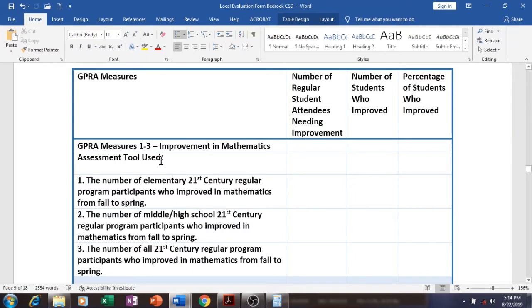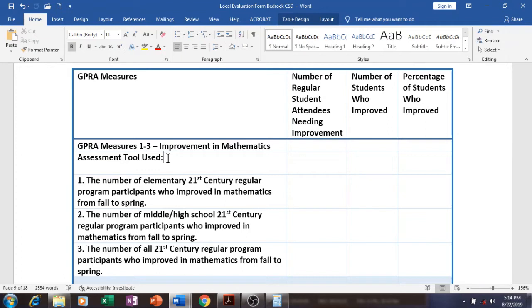For example, let's start by looking at this first area, which is measures 1 through 3, improvement in mathematics. First thing you would do is list your assessment tool. If you have both elementary and secondary students, you may be using 2 different assessment tools. You should list both of those. Appropriate assessment tools can vary from student grades to the ubiquitous standardized test, which everyone says is the best. The feds do, so if you have that data, that's what I would use.